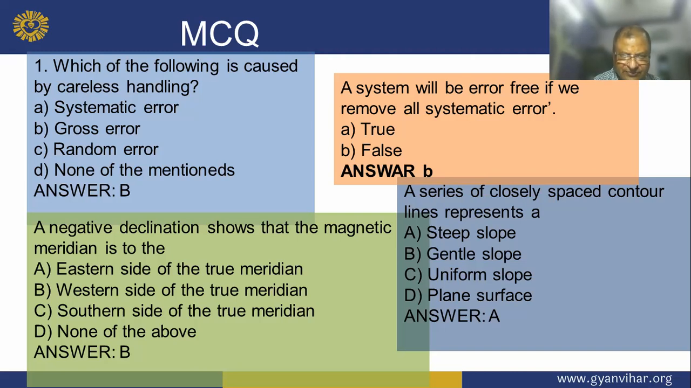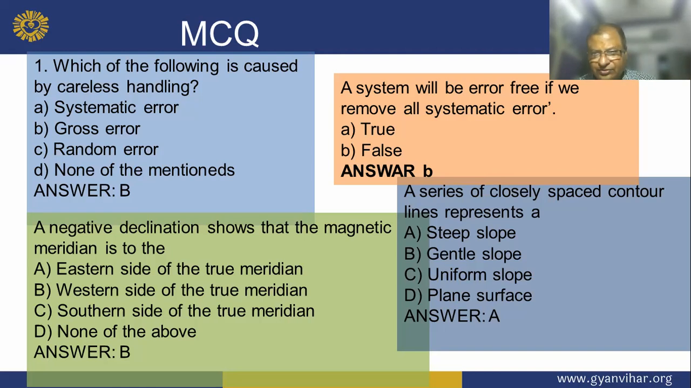A negative deflection shows that the magnetic meridian is on the eastern side of the true meridian or the western side of the true meridian. Which is correct? The correct answer is B. It is the western side of the true meridian.